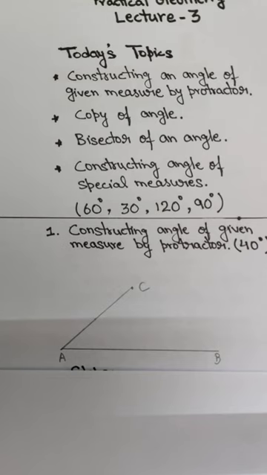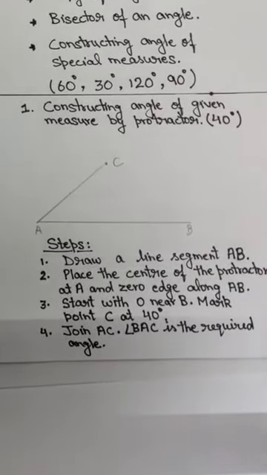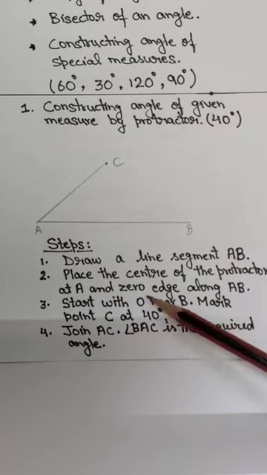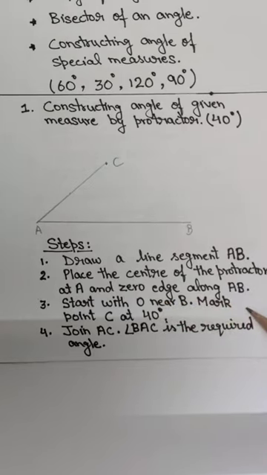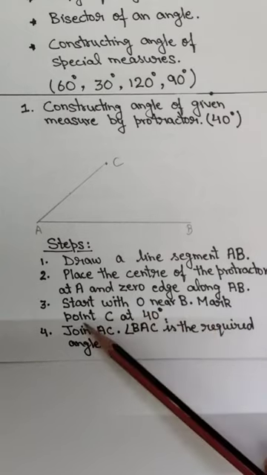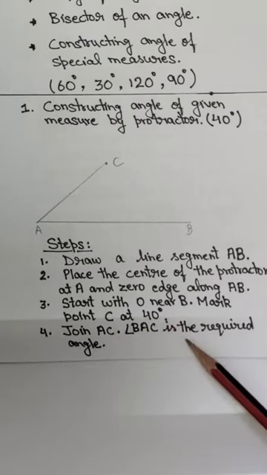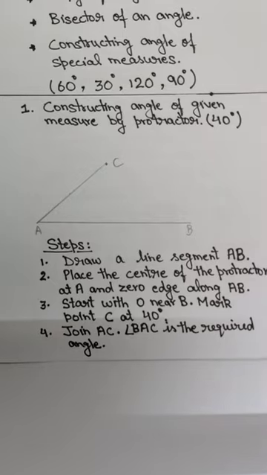Now see its steps of construction, how I have drawn it. Same steps I have written here. Draw a line AB. Place the center of the protractor at A and 0 edge along AB. Start with 0 near B. Mark point C at 40 degree. Join AC. Angle BAC is the required angle. In this way we can draw any angle with the help of a protractor.